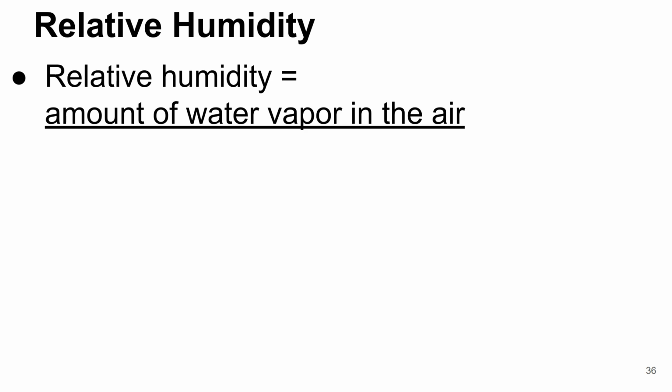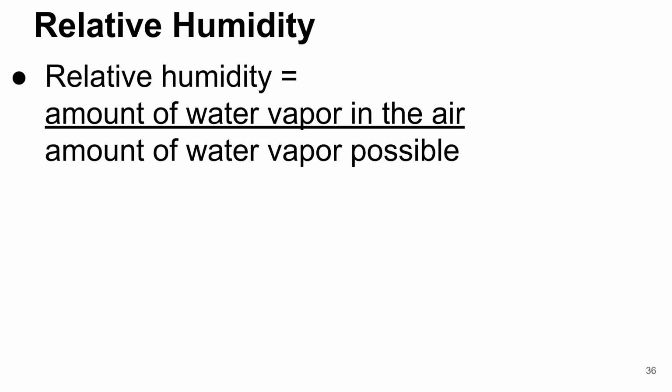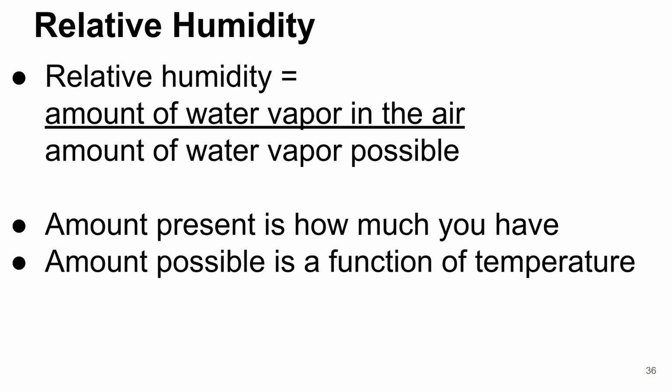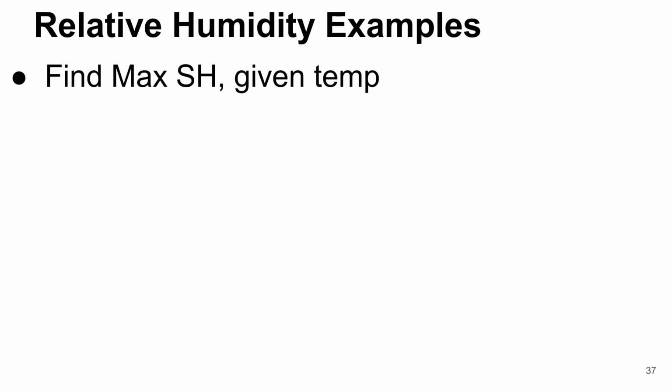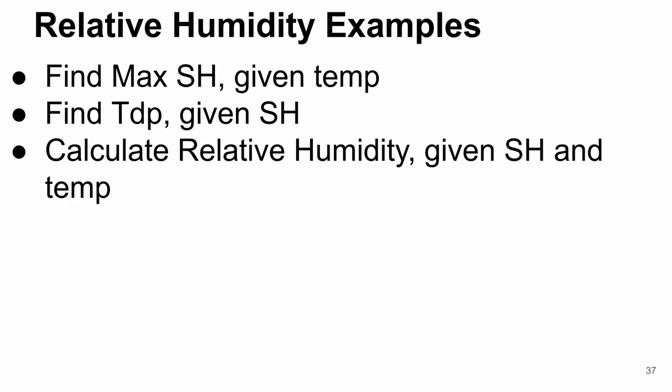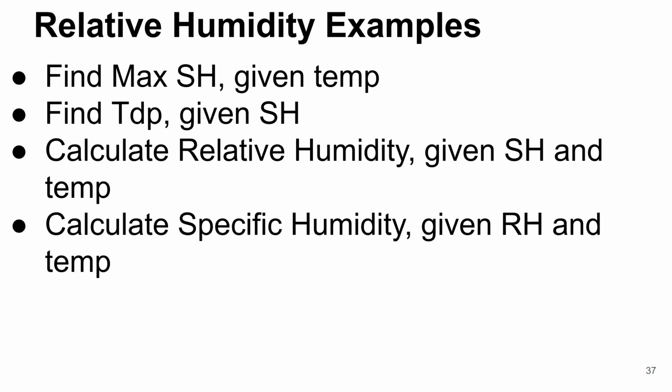So relative humidity equals the amount of water vapor we have compared to the amount of water vapor possible. Amount present is how much you have. The amount possible is a function of temperature. So we'll find the maximum specific humidity given a temperature, and then we'll also find the dew point temperature given a specific humidity. We will also calculate relative humidity given a specific humidity and an air temperature. So there's a lot of different things we can do. We can also calculate the specific humidity given the relative humidity and a temperature.